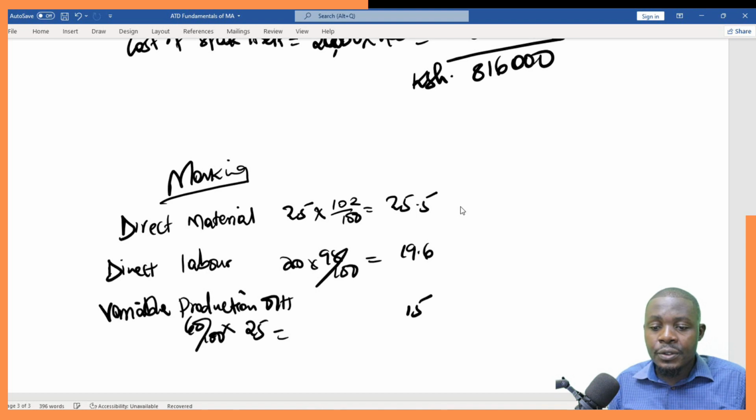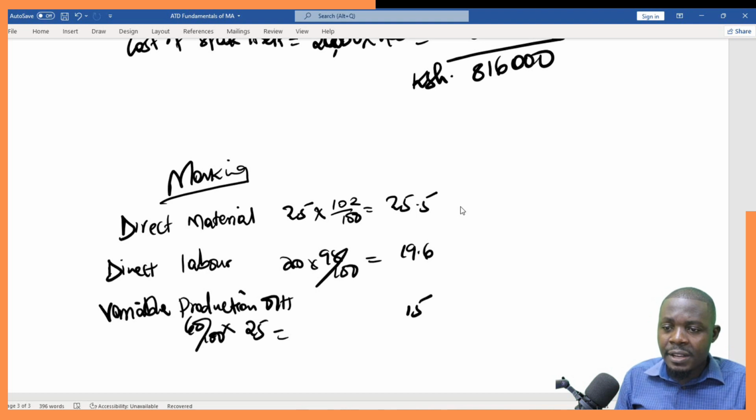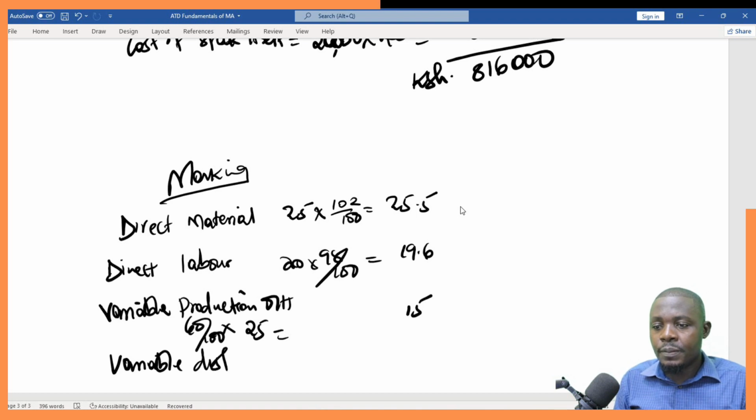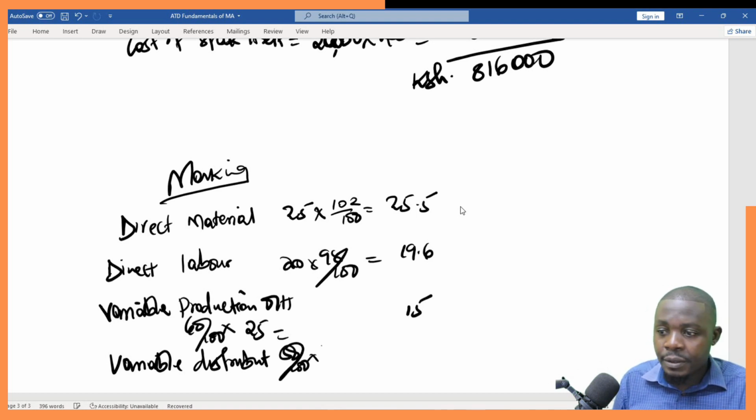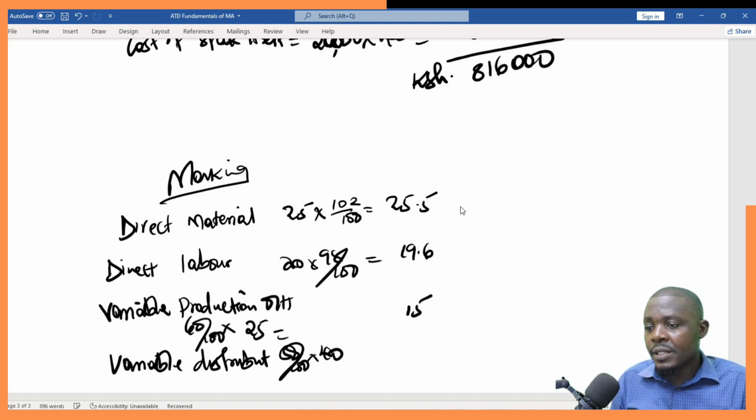Then we are also told that distribution overhead 50% is fixed, meaning variable distribution is 50% of 100. We are multiplying by what? By 40, which turns to be 20.